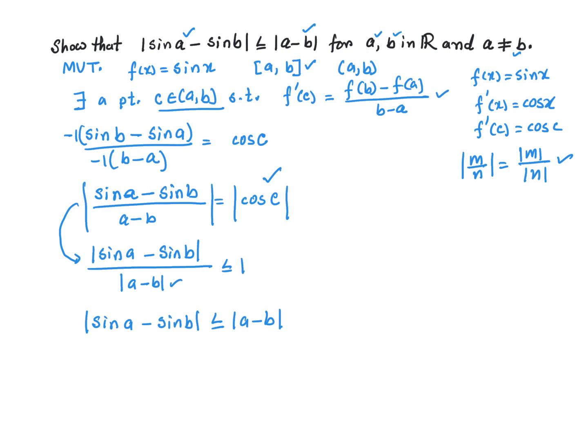By the way, this is exactly what we were trying to show. Look here. The absolute value of sine of A minus sine of B is less than or equal to the absolute value of A minus B. So we have used the mean value theorem to prove or show this inequality.